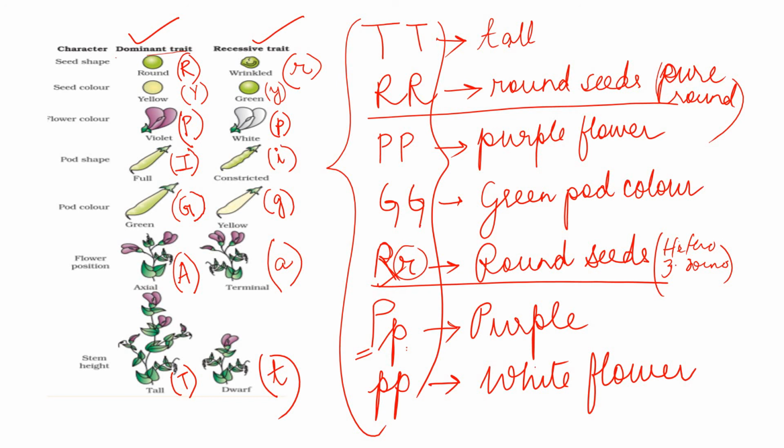Please don't make this mistake, okay? It will be a blunder then. Here also, for white flower, don't write small w, write it as small p, because the dominant character here is P. Similar to that, we have to write the recessive trait. So I believe it's enough.